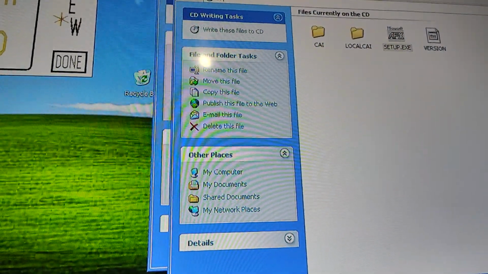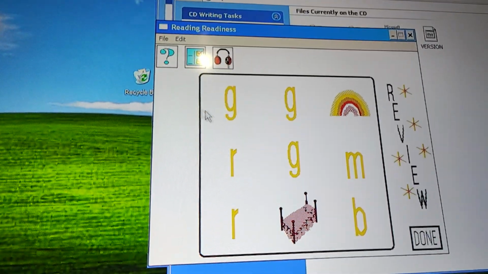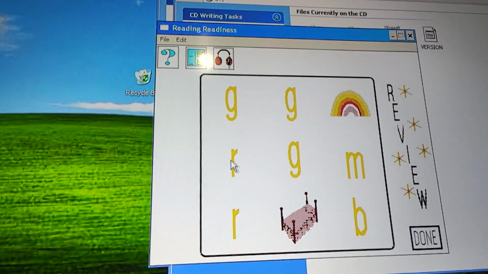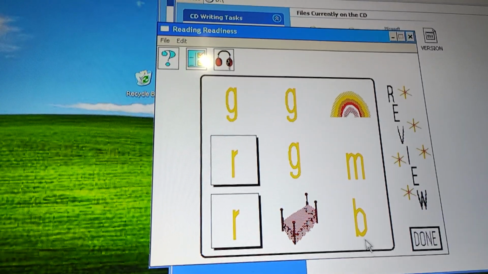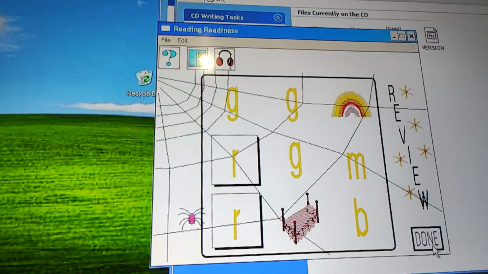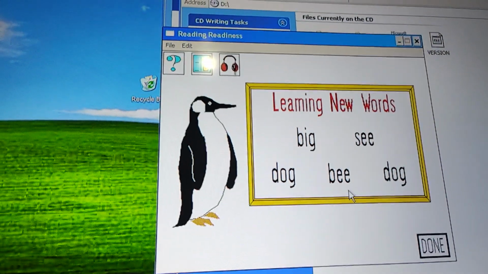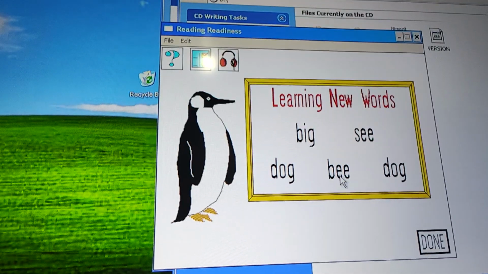Let's review the letters of the alphabet. Mark all of the small R's. Click on Done when you are finished. Great! 2 of these words are the same. Mark them. Then click on Done.